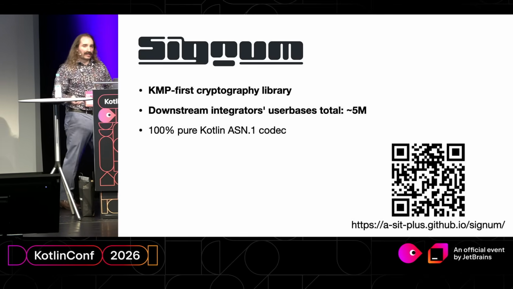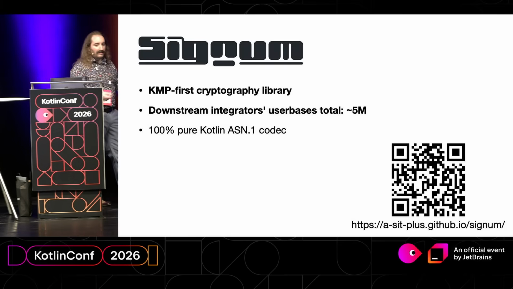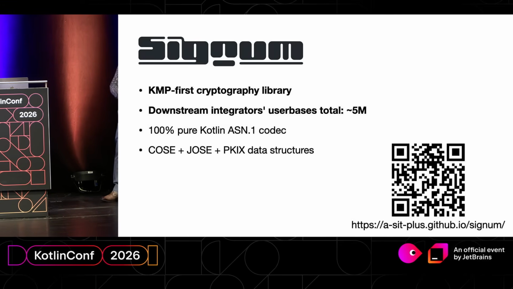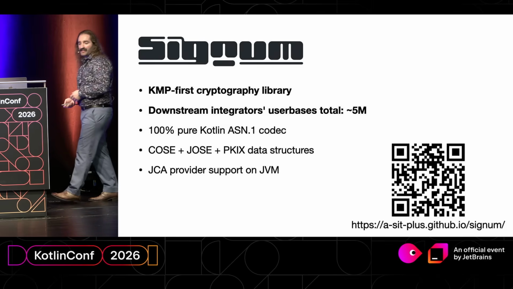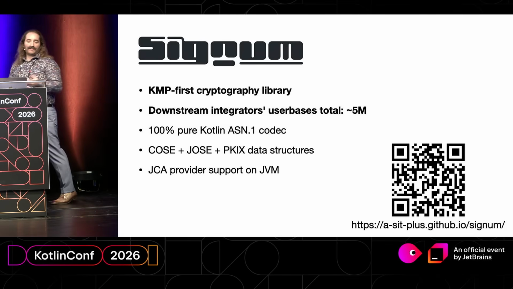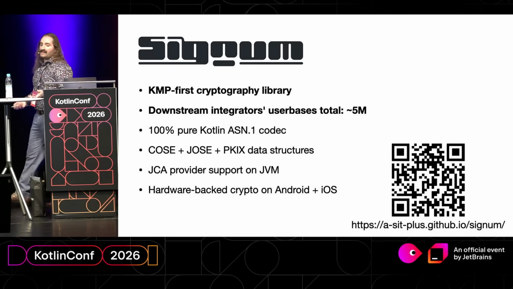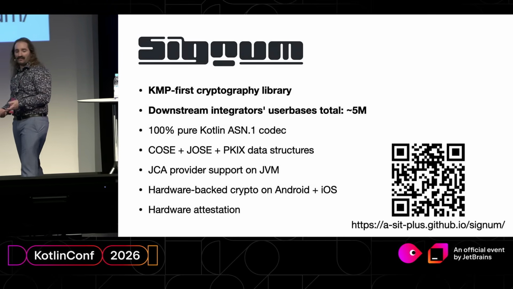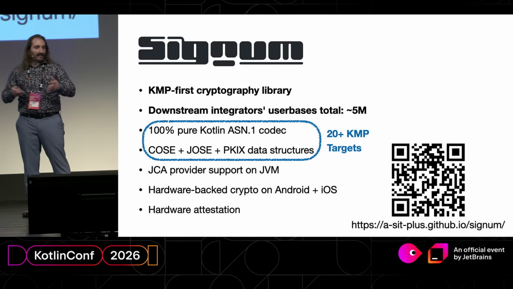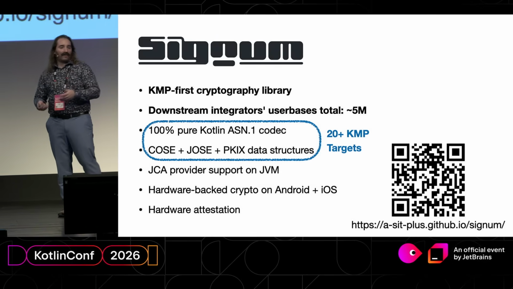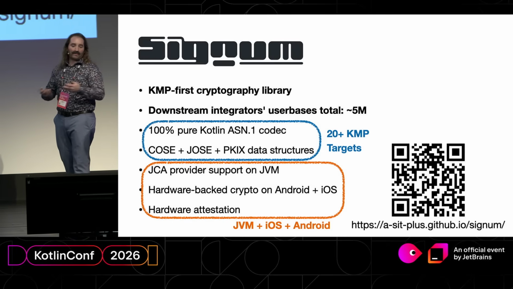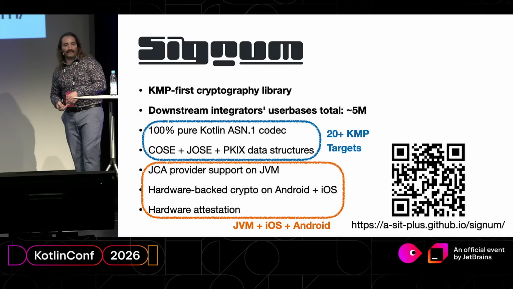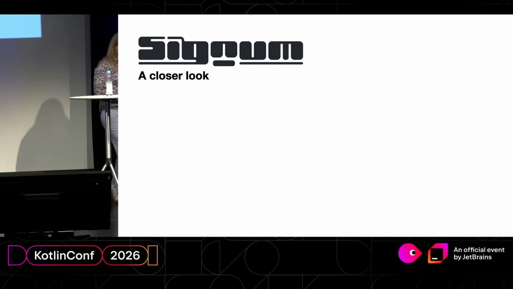And yeah, it ships with a 100% pure Kotlin ASN.1 codec. It gives you all the data classes you would expect for cryptography, like certificates, JSON Web Tokens, and so forth. It interoperates with the JCA on the JVM. It supports hardware-backed cryptography on Android and iOS, and it has first-class hardware attestation support. So we support all the KMP targets for our core, and we obviously support the targets where we need interoperability for the delegation of cryptographic operations.